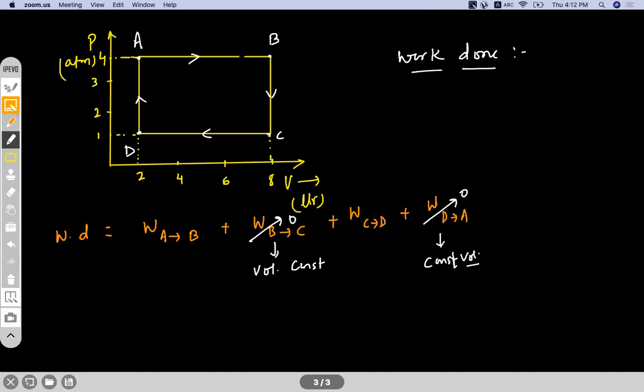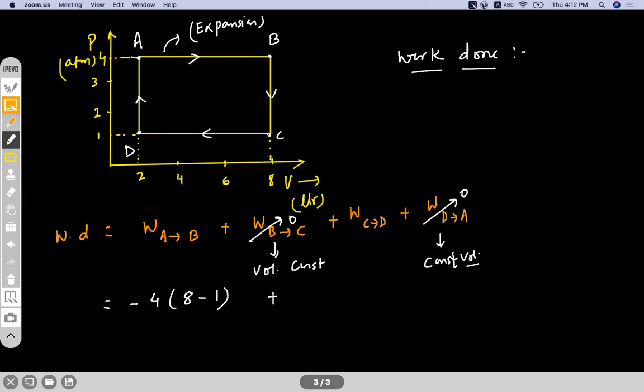If you see this A to B, this is the case of expansion because volume is increasing. It is expansion under what pressure? Under 4 atmospheric pressure. The expansion is taking place under 4 atmospheric pressure because from A to B, the pressure is constant. So here, work done from A to B is minus P external into V final minus V initial, 8 minus 1. Is this correct? Did you understand this?